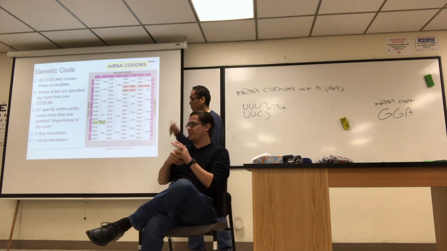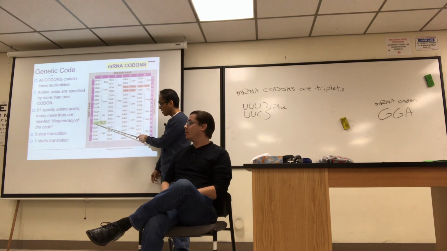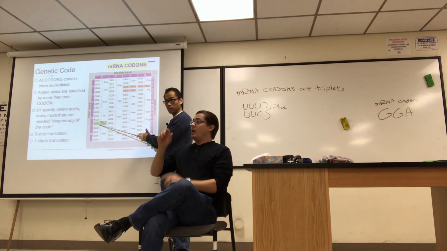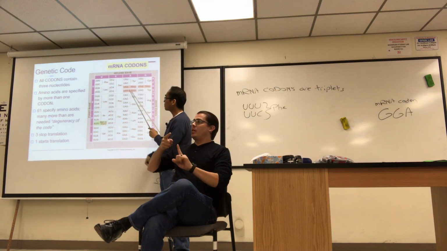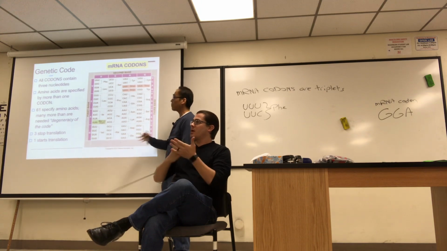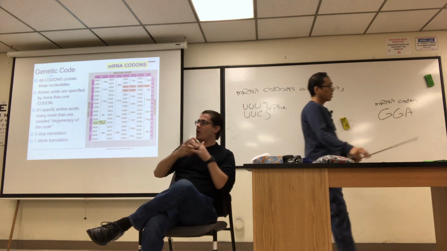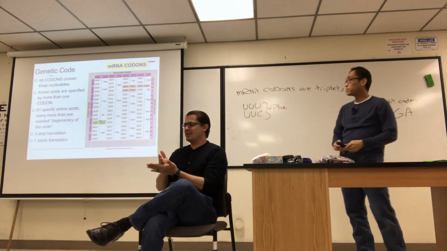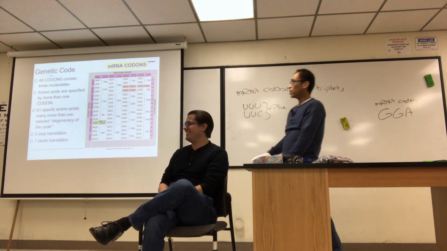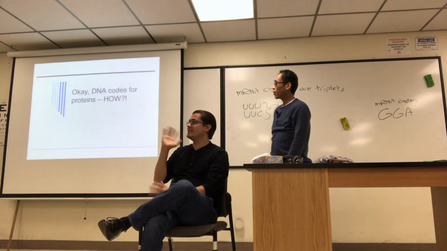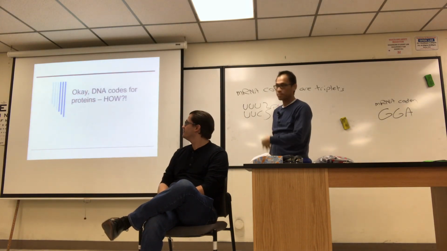However, AUG is a start signal to start making the protein. And you have some that signal to stop making the protein. So some are start, some are stop. We're going to move on. So that's it. That's the code. Okay, so DNA codes, but how?